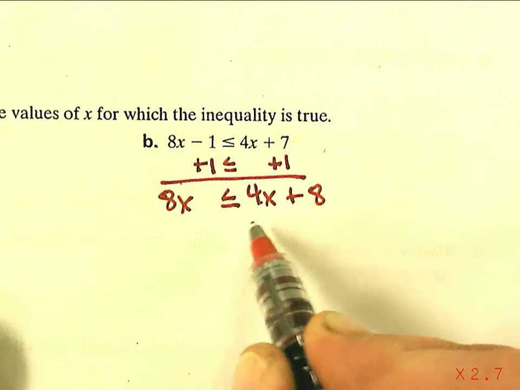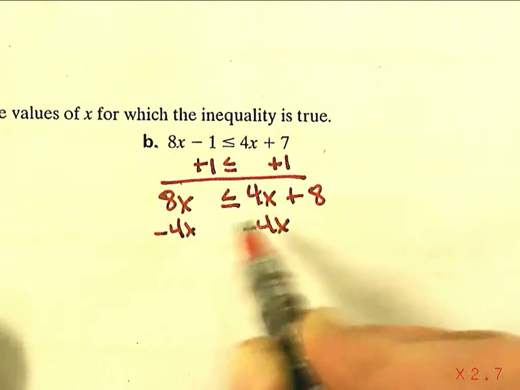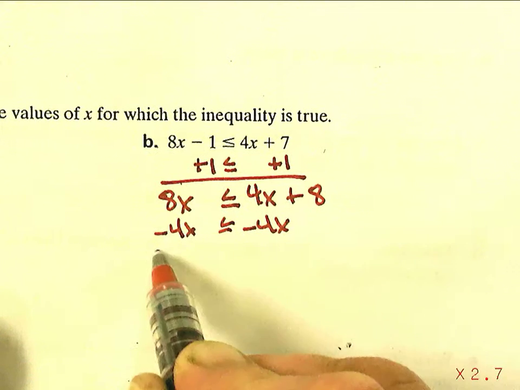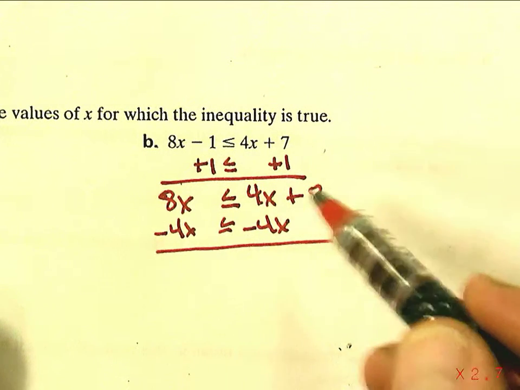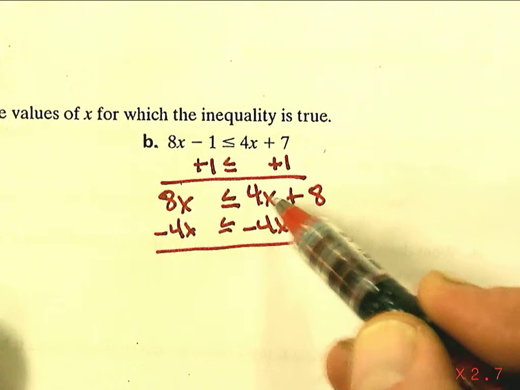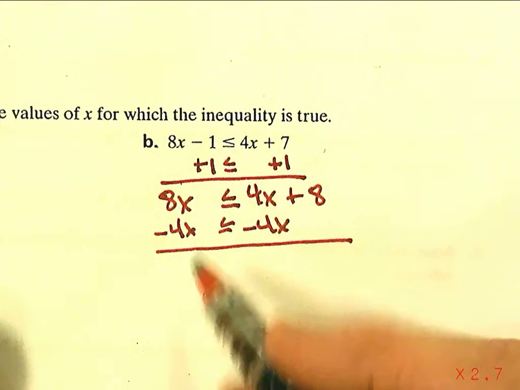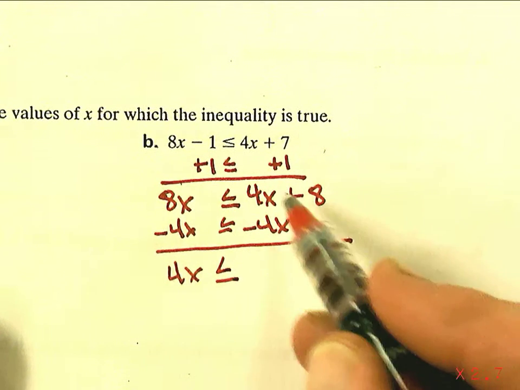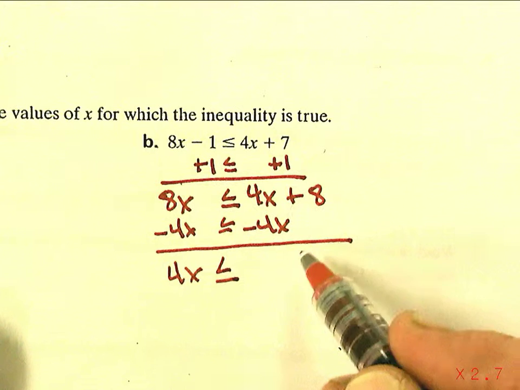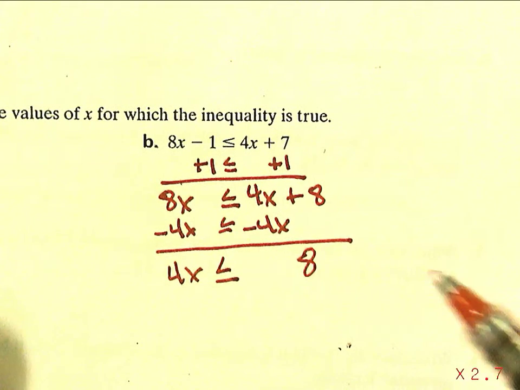Now I'm going to subtract 4x from both sides. So I have that. And I did that because I want to not have any x's over here. So that's why I subtracted that. So 8x minus 4x is 4x. And it's less than or equal to, now that went away, which is good. And then I'm left with an 8 plus 8. And so I'm just going to write down the 8. And I'm getting closer now.